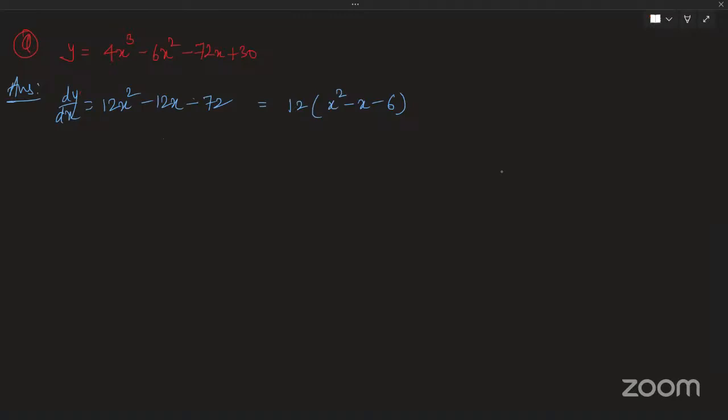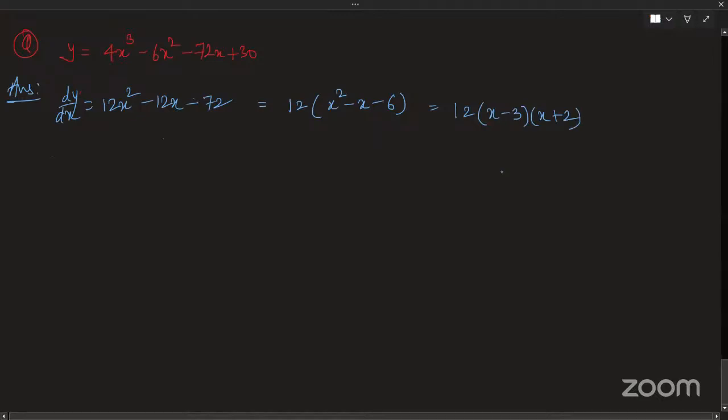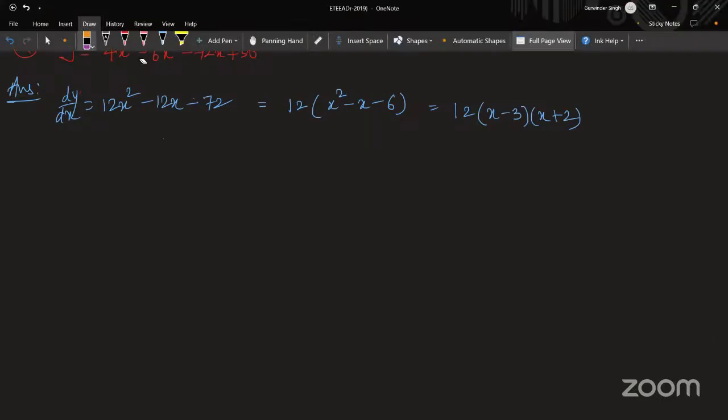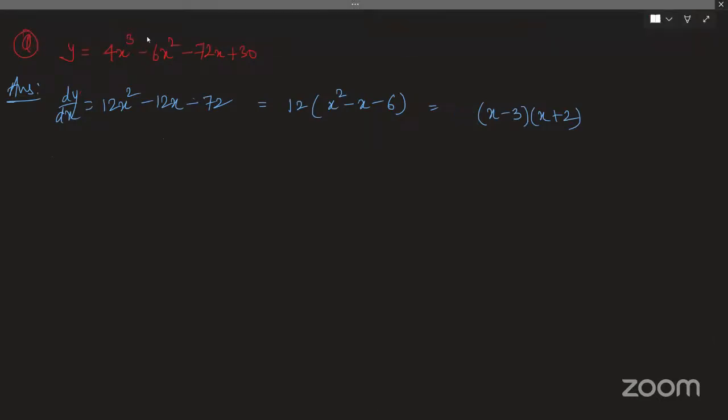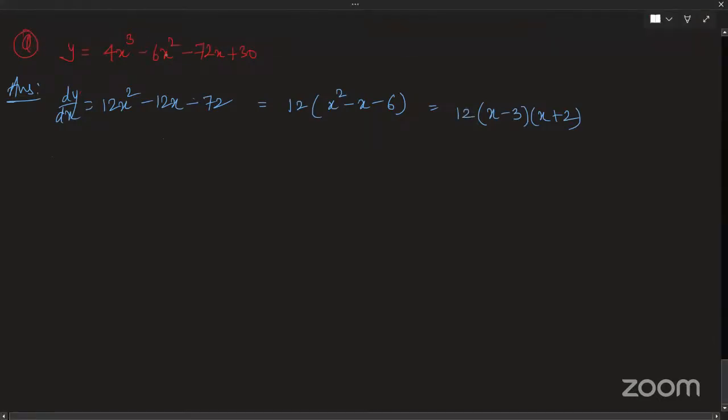So I can write it as 12 into x minus 3 into x plus 2. Okay. Now, your dy by dx value is given to you as 12 into x minus 3 into x plus 2.